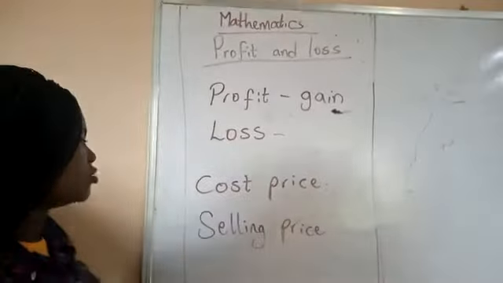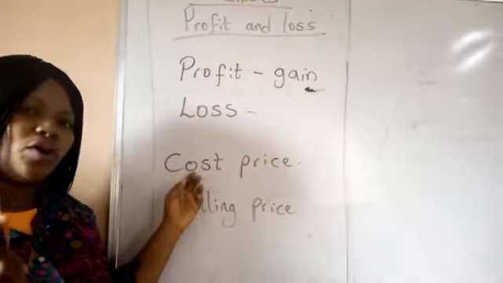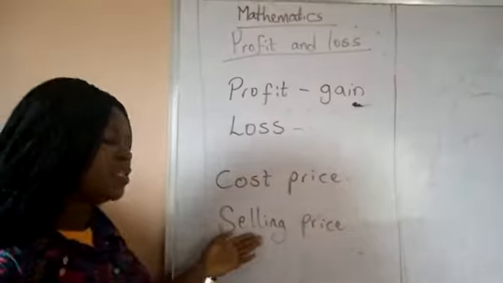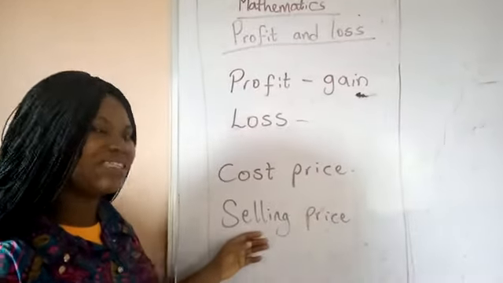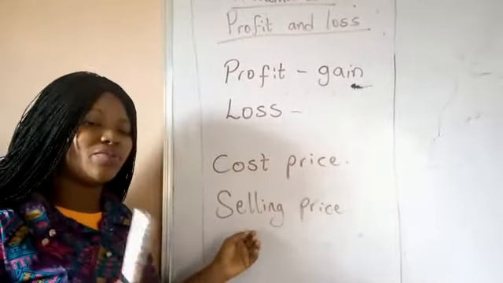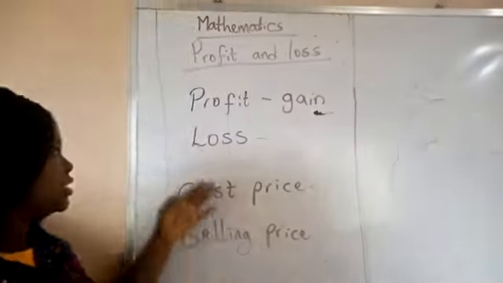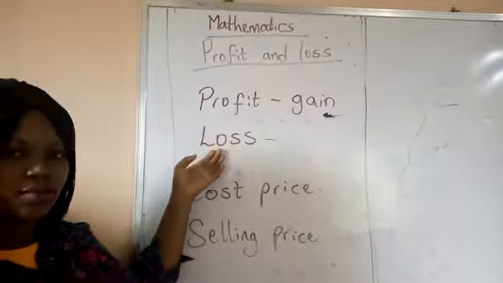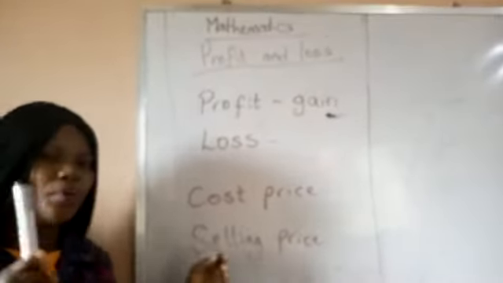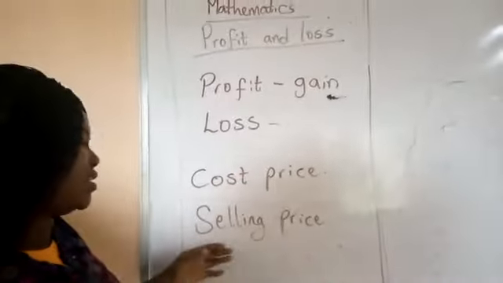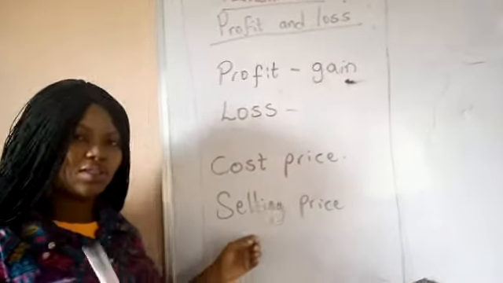But in a situation whereby I bought this marker for 100 naira and I'm selling it to you at the rate of 60 naira, maybe because it has been with me for a long time or because I just needed money, then that is a loss because the price at which I bought the marker is higher than the price I sold it to you.